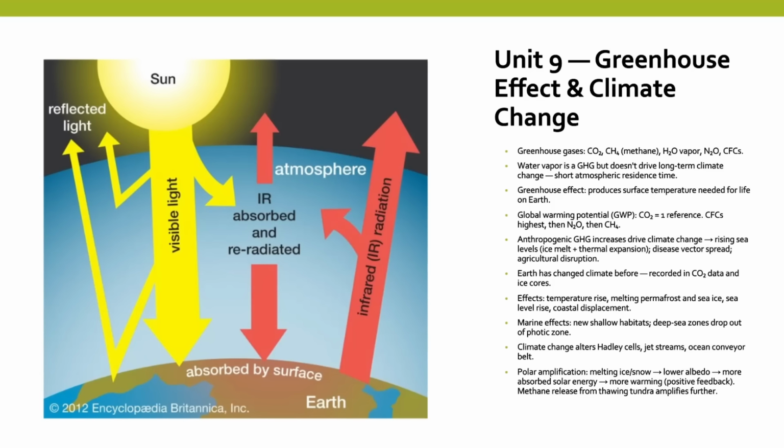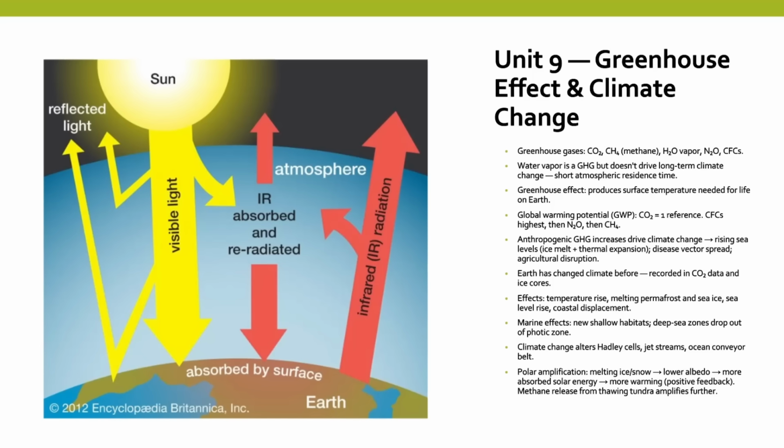Greenhouse gases trap outgoing infrared, and the principal ones to know are CO2, methane, water vapor, surprisingly, nitrous oxide, and CFCs, of course. Water vapor's atmospheric lifetime is too short to drive long-term change. Global warming potential is measured up against CO2. CFCs are the worst, then nitrous oxide, then methane.